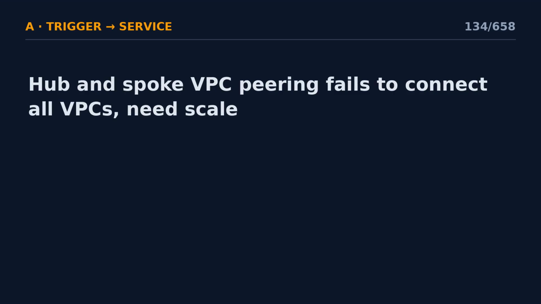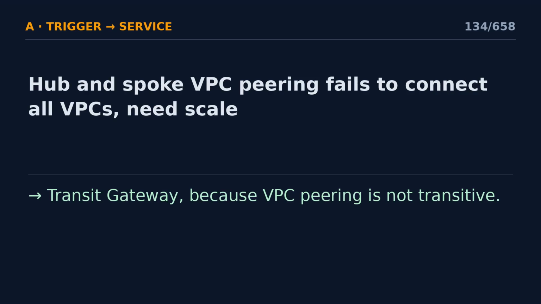Hub and spoke VPC peering fails to connect all VPCs. Needs scale. Answer: transit gateway, because VPC peering is not transitive.